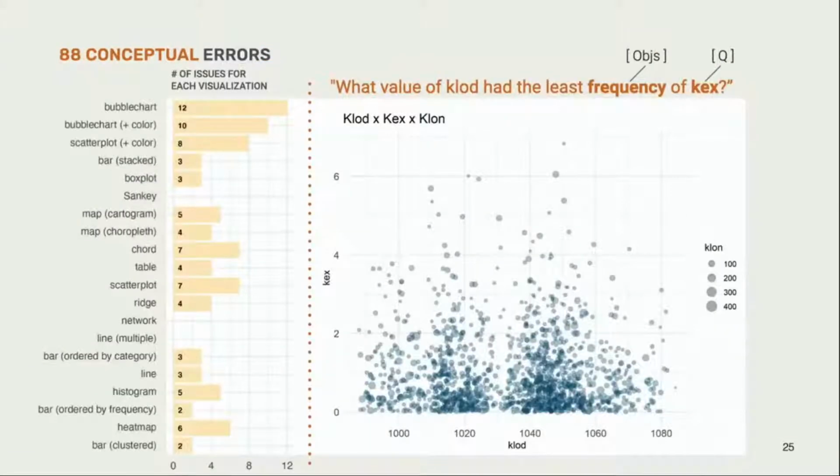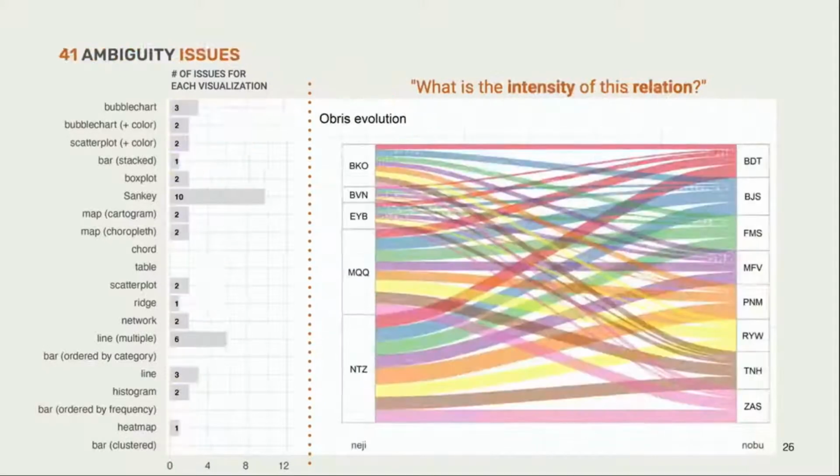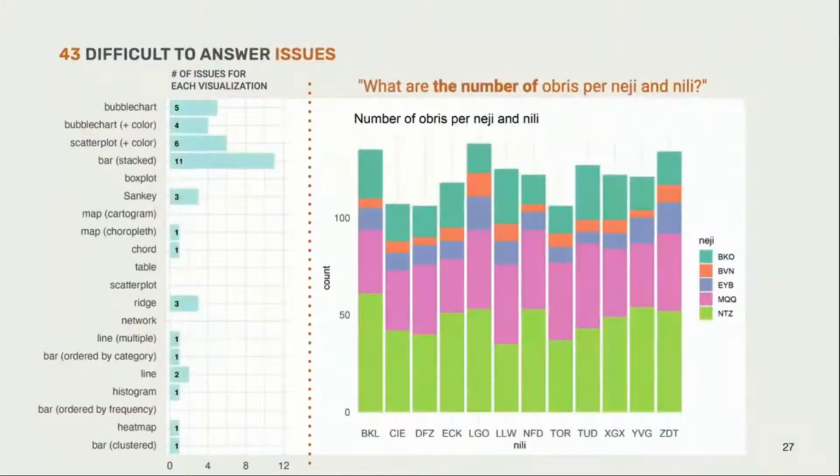In 88 cases, there were comprehension errors about the variables represented in the chart. It was related mostly to treating a continuous numeric variable as if it were discrete. In 41 cases, the questions were ambiguous, meaning we could assign different interpretations to it, each with a different answer. For instance, in a Sankey diagram, a participant asked for the intensity of the relation without specifying the relation they meant. In 43 cases, the questions were difficult to answer.